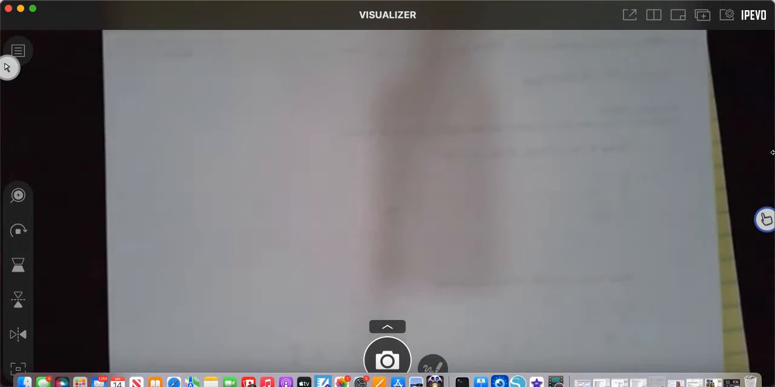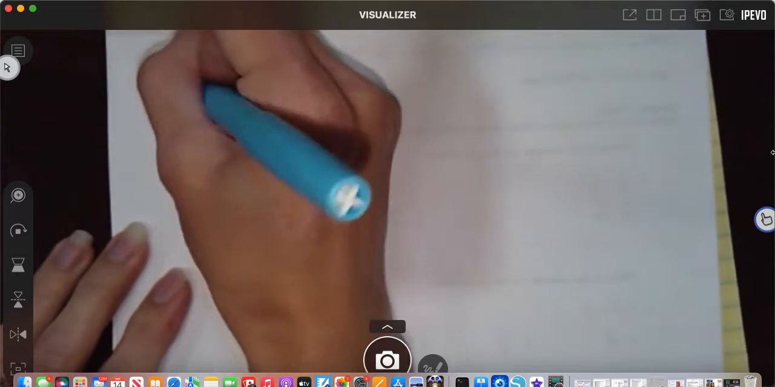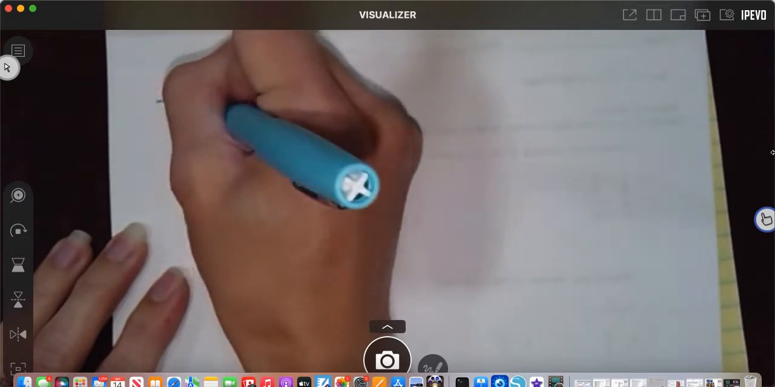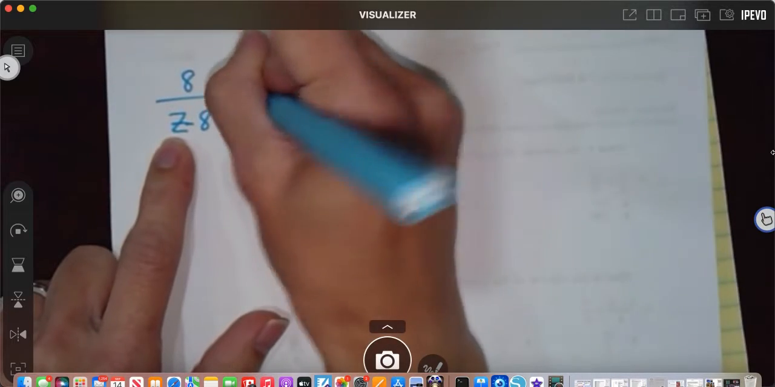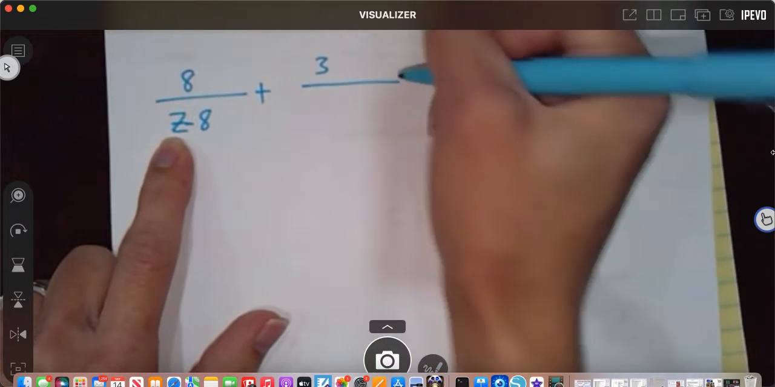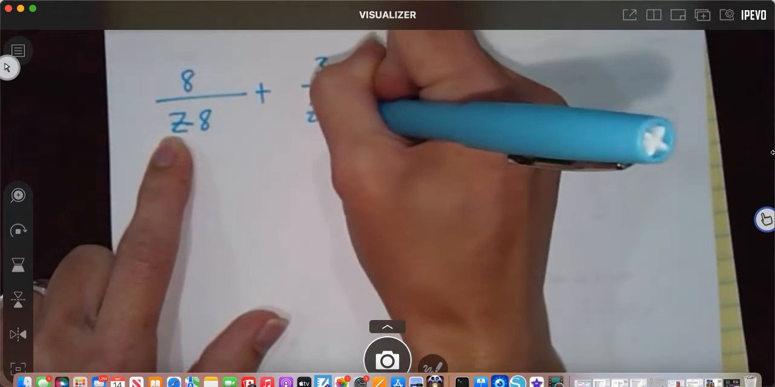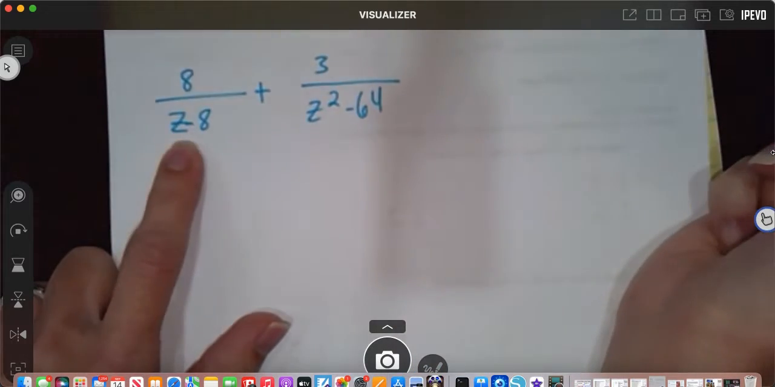So we're starting on number 3. I'm just going to erase everything I wrote down on your practice sheet. You might have had it right. So, probably not. Oops, that says z. That's a z minus 8. All right, z squared minus 64, and that is a z minus 8.